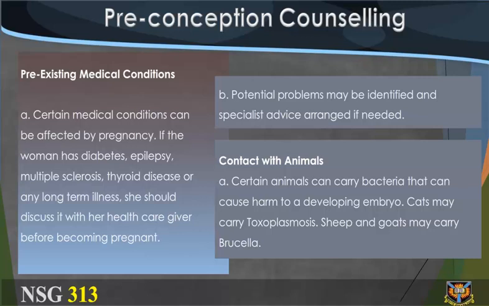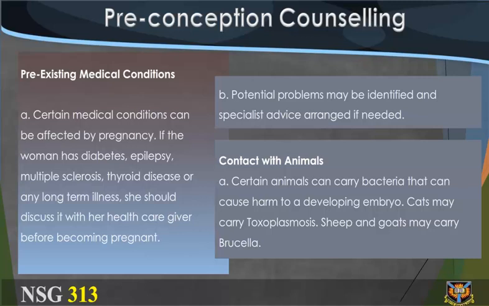Pre-existing medical conditions. A. Certain medical conditions can be affected by pregnancy. If the woman has diabetes, epilepsy, multiple sclerosis, thyroid disease, or any other long-term illness, she should discuss it with her health caregiver before becoming pregnant. B. Potential problems may be identified and specialist advice arranged if needed.